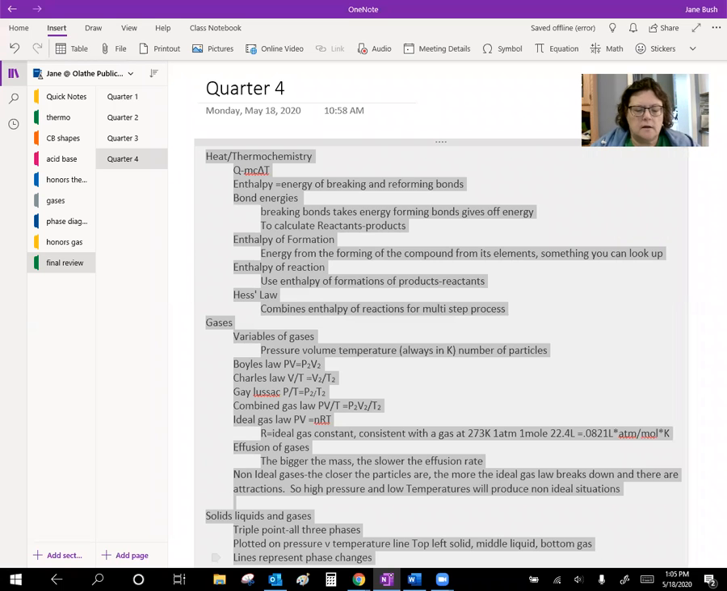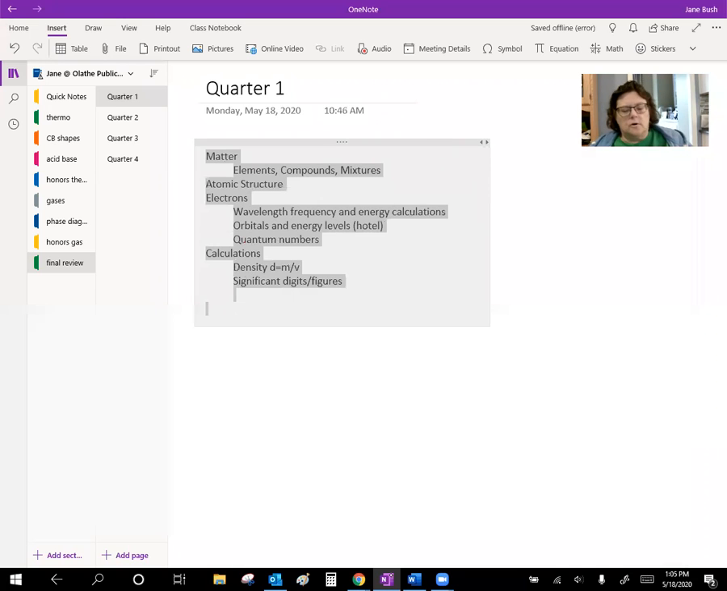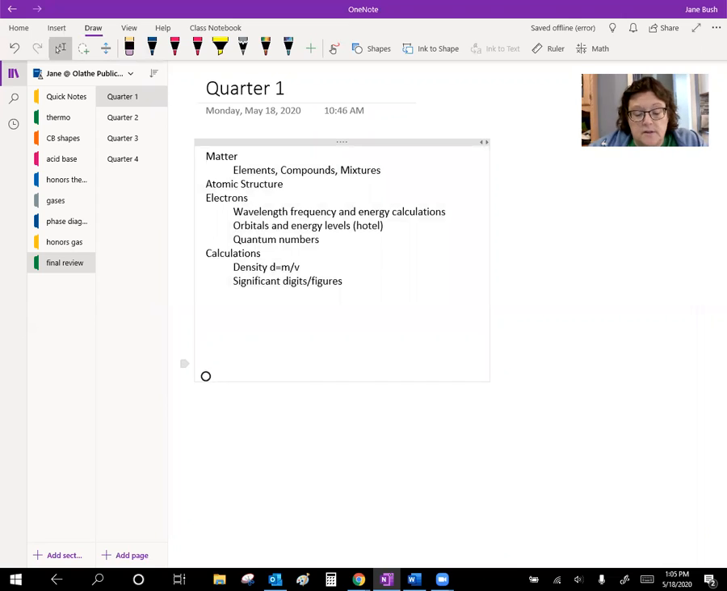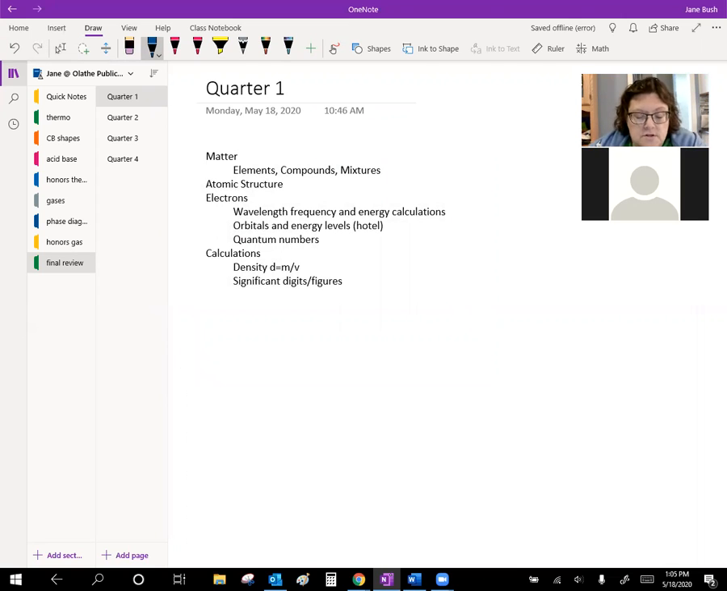And here we've got, let's see, here's Q1. You guys did some of this without me, of course. Starting with matter, you all know elements, compounds, and mixtures. Remember that elements are made of one thing.